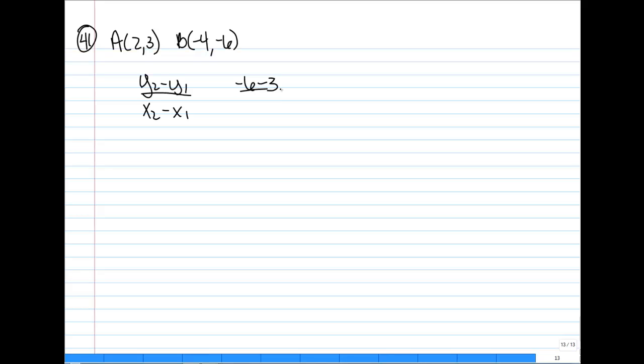41, the second 41, says that A is 2, 3, and B is -4, -6. Find the slope of AB. So the slope, remember, it's y2 minus y1 over x2 minus x1. So -6 minus 3 over -4 minus 2. -9 over -6. Which then reduces to 3 over 2. You can also do -9 divided by -6 in your calculator and hit math, enter, enter.